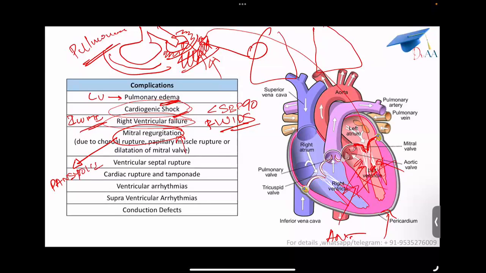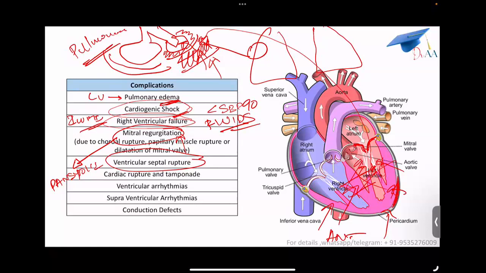The septum can rupture and result in a VSD. That is a communication between the right and left ventricle resulting in mixing of the blood. This is basically ventricular septal rupture. The wall here can rupture and cause fluid to accumulate in this space. That is nothing but the pericardial space, resulting in pericardial effusion.